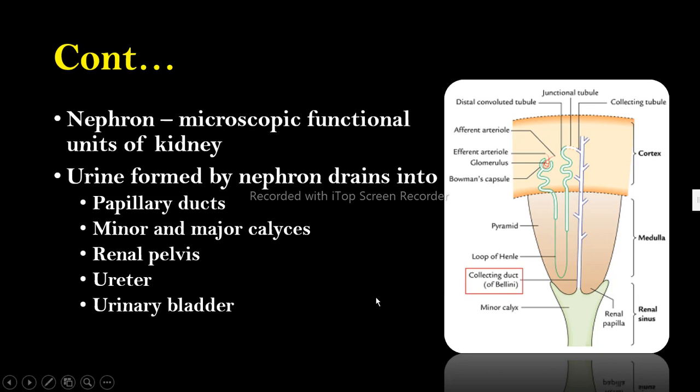Okay? And then pushed to the urinary bladder where it is temporarily stored and finally ejected out of the body through the opening of the penis or the urethral opening into the vestibule and pushed out. So basically that's that deep understanding of the urinary system.